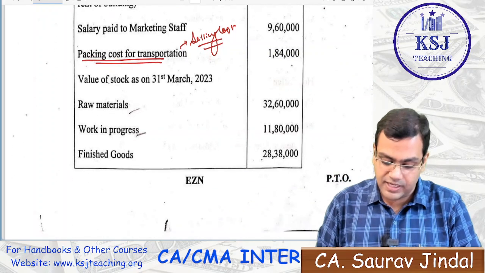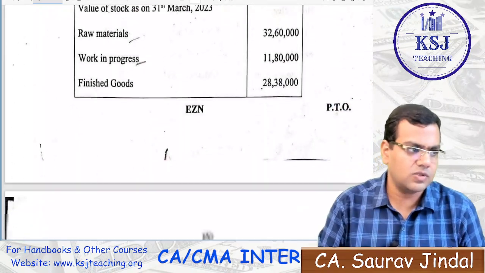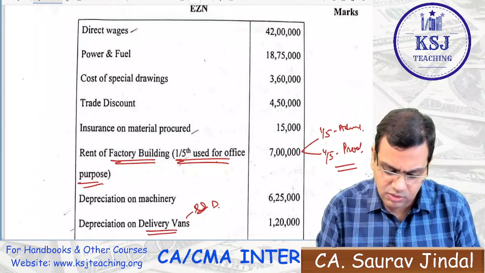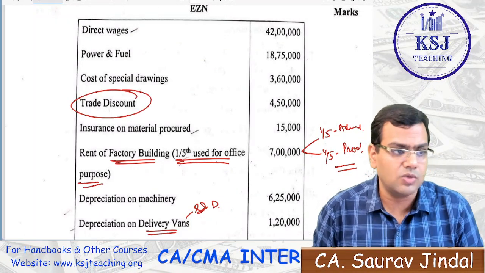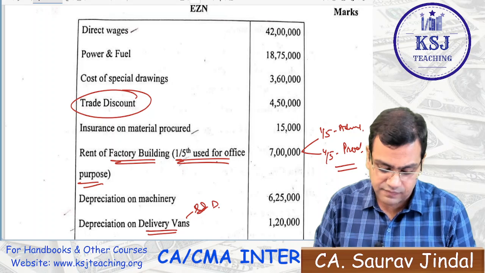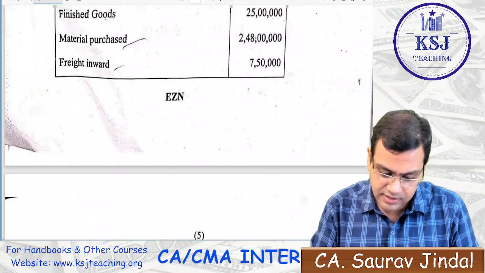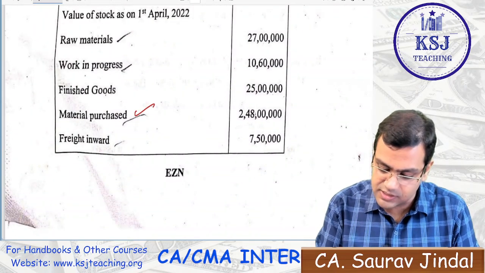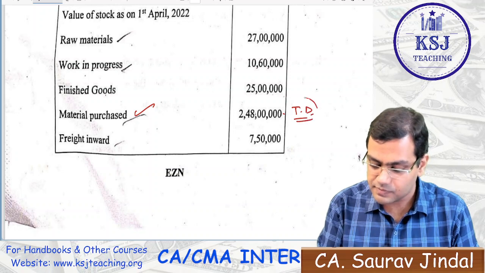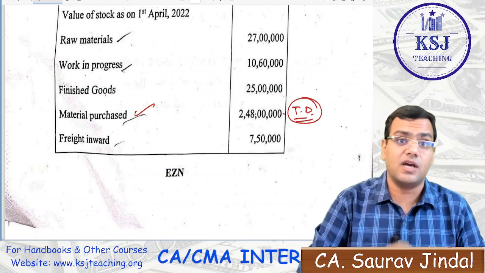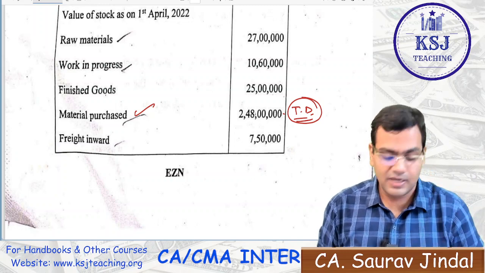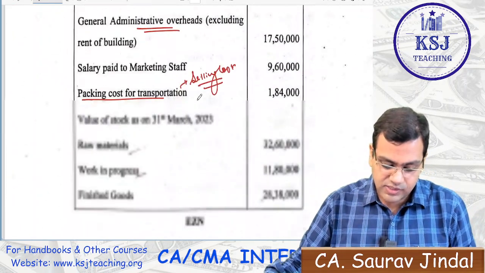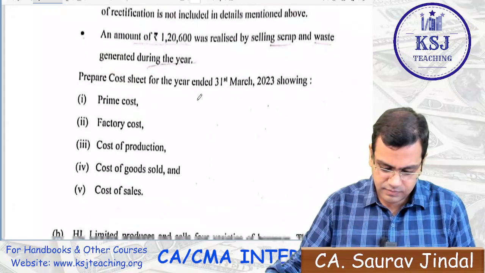This packing, raw material, closing stock and opening stocks are given. So it was pretty simple. Trade discount is to be subtracted while calculating the value of raw material being consumed. Yes sir, trade discount you will subtract from the purchase price. Rest everything is given. Material purchased minus trade discount. Simple. Had it been cash discount, there is no treatment. Clear? Okay, so this was a cost sheet question.